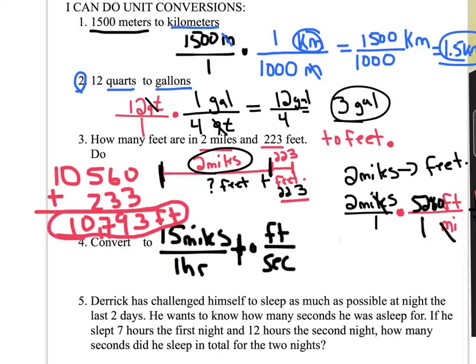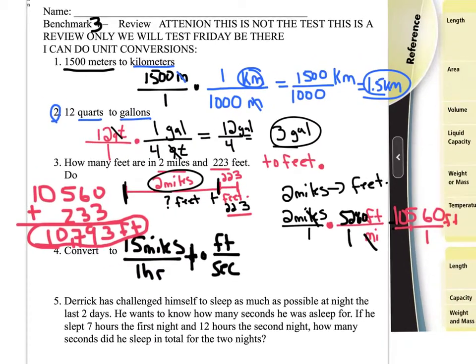Okay, if you forget your units, it's not right. And our benchmarks are either right or all wrong. So if you would have had 10,783 but you forgot your feet and to circle it, it doesn't work out. Okay, you're not going to get credit, just like 3 gallons and 1.5 kilometers.